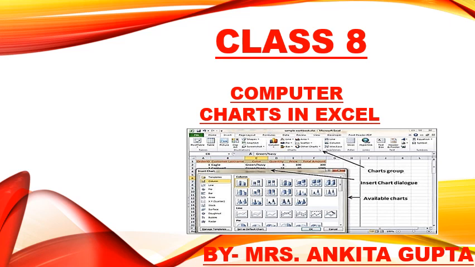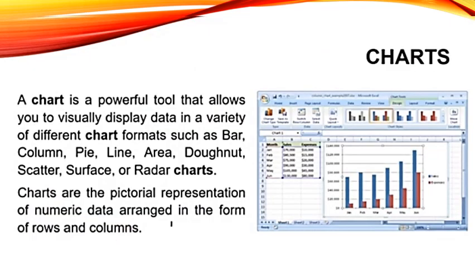Now let's understand what is charts. A chart is a powerful tool that allows you to visually display data in a variety of different chart formats such as bar, column, pie, line, area, donut, scatter, surface, or radar chart. Basically, it is a pictorial representation of numeric data arrangement in the form of rows and columns, where our data is arranged in tabular form.